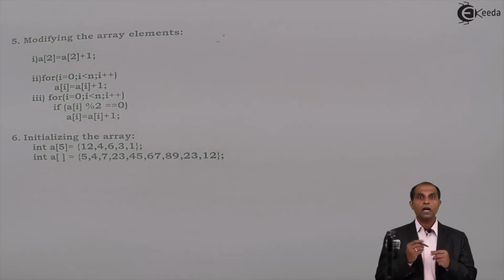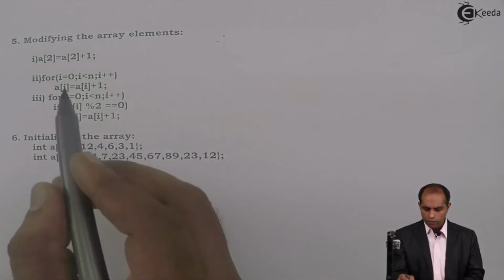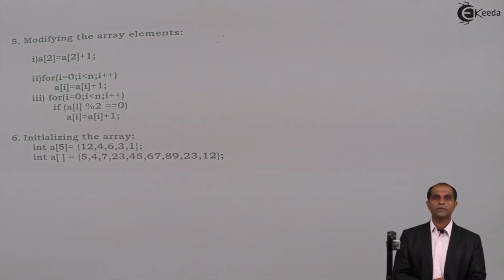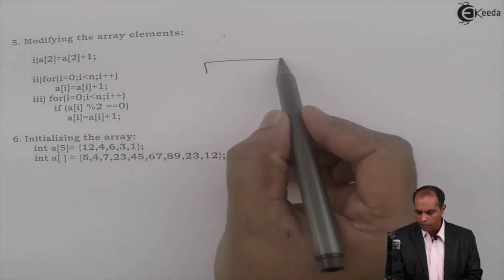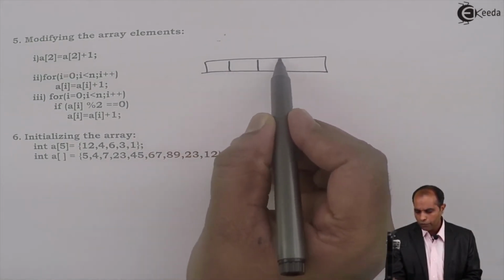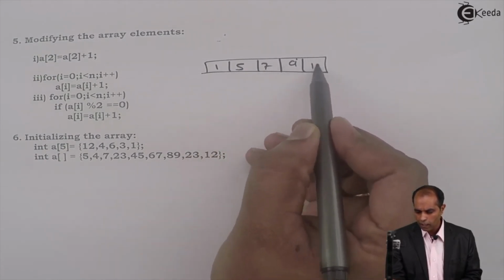So when we wish to now modify an entire array, how to modify an entire array? So let's deal with the second part, the entire array. Suppose I have a set of elements in an array, assume that I have an array with say 5 elements, say 1, 5, 7, 9 and 11.